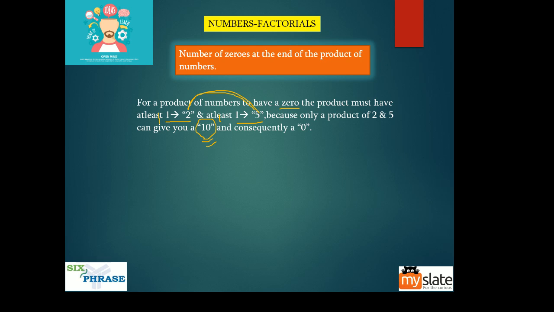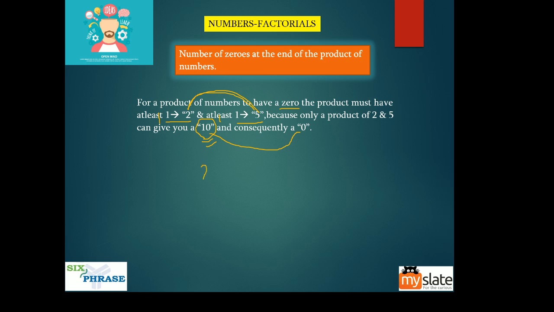will give you 10. Now, why are we interested in 10? Because if there is a 10, it means there is a 0. Whenever there is a 10, there is a 0. So depending upon the number of 5s and 2s in the product, we'll decide the number of zeros in the product. Guys, you must understand this correctly.